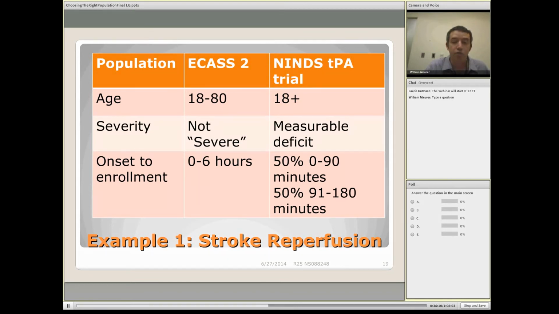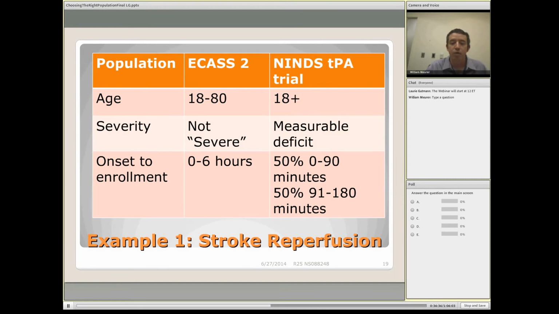Onset to enrollment, and this is probably where the rubber met the road in terms of why these trials came to somewhat different conclusions. In ECASS-2, patients were allowed in from 0 to 6 hours, and many of those patients were enrolled after 4.5 hours in that trial, whereas the NINDS TPA trial used a stratification that ensured that half the patients came in at 0 to 90 minutes, and half of them came in at 91 to 180 minutes.